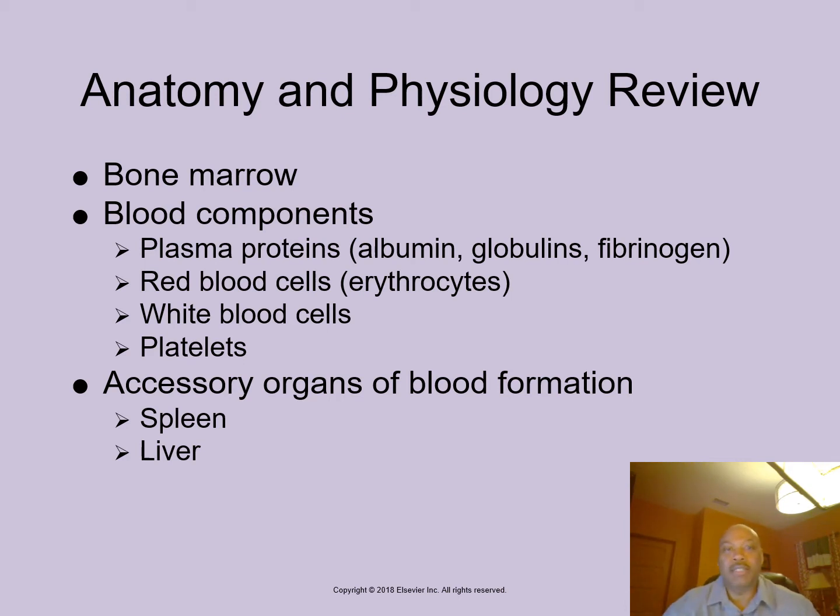Now, as far as the accessory organs of blood formation, the spleen and the liver are considered accessory organs for blood production. They help to regulate blood cells, and they form growth factors to ensure that clotting takes place. Now the spleen is involved in blood cell production and the destruction process. Again, think balance. As blood cells are destroyed, others are produced. And so again, we have this balance.